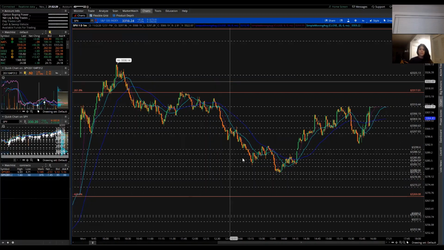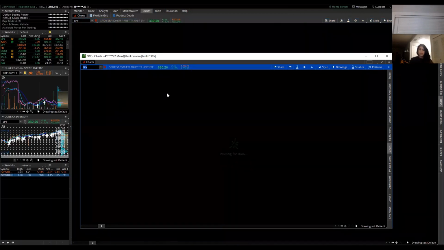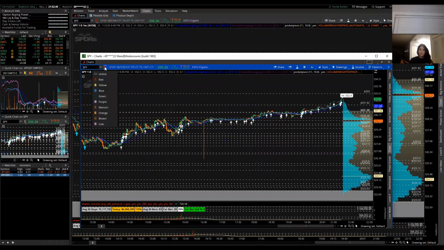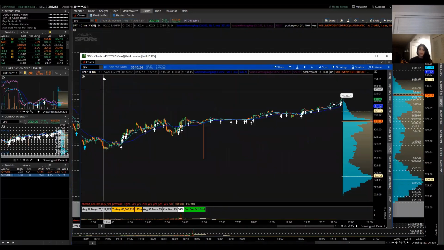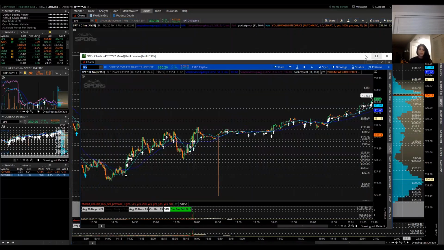The next principle is volume. So what I'm going to do here is get another screen going real quick. Because SPX doesn't have volume, I use SPY for that. So whether you're playing SPX or SPY, what I recommend is have them both up. You see how they're both almost similar?